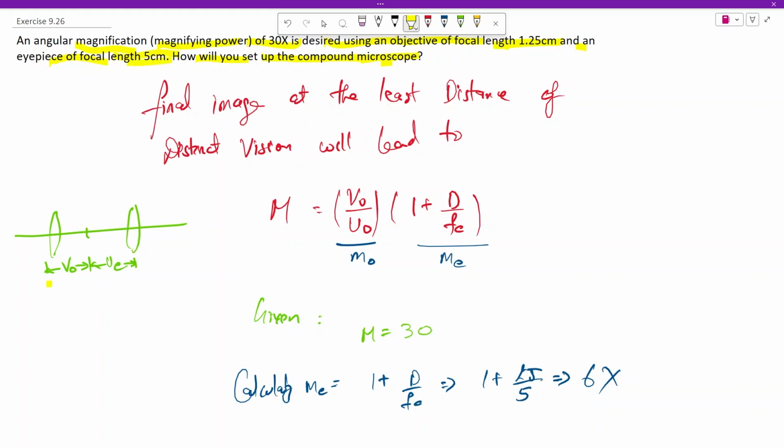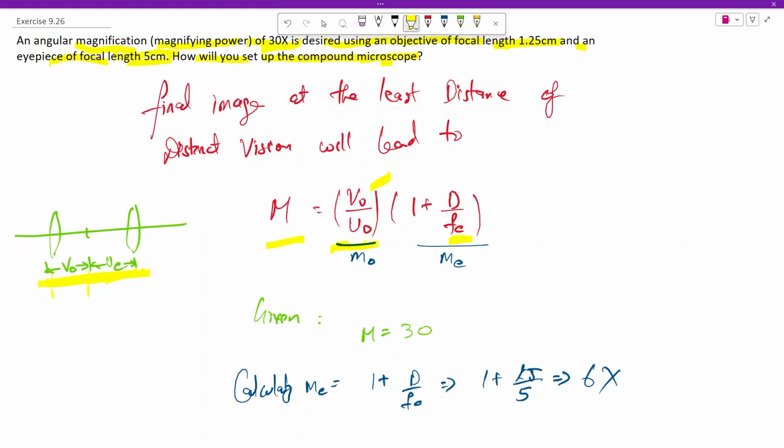So we know that the length of microscope can be given by the distance of the image from the objective added with the object distance for the eyepiece. Now we have also been given that the desired magnifying power is 30x. So we can write it as m equals VO by UO, that is the position of final image by the objective divided by the object distance from the objective, multiplied with 1 plus d by FE, where FE is the focal length of the eyepiece.